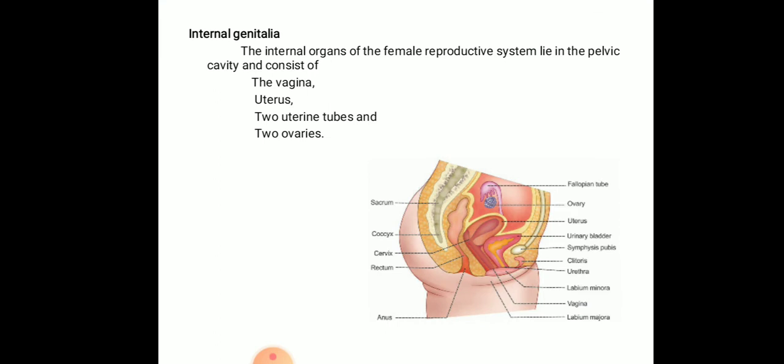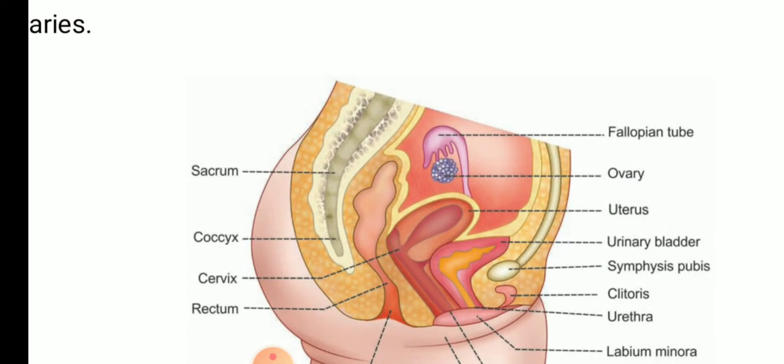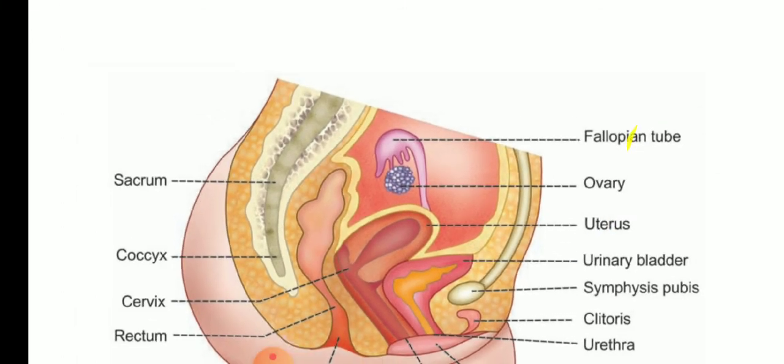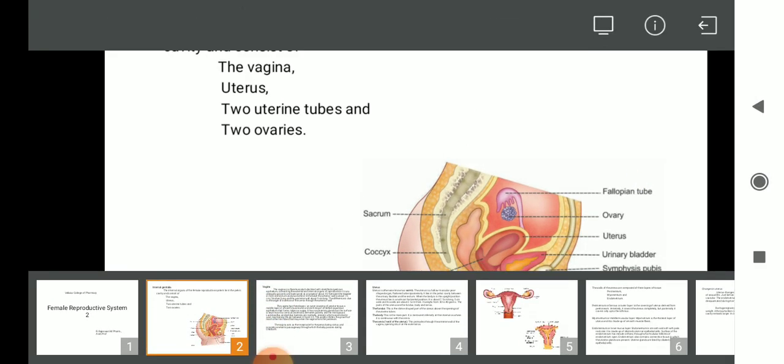So, internal genitalia. The internal organs of the female reproductive system lie in the pelvic cavity, where the pelvic bone is. It consists of the vagina, uterus, two uterine tubes and two ovaries. This diagram depicts the internal structure of the female reproductive system. Here you can see the fallopian tube, ovary, uterus, and the vagina. This is how the female reproductive system is arranged.